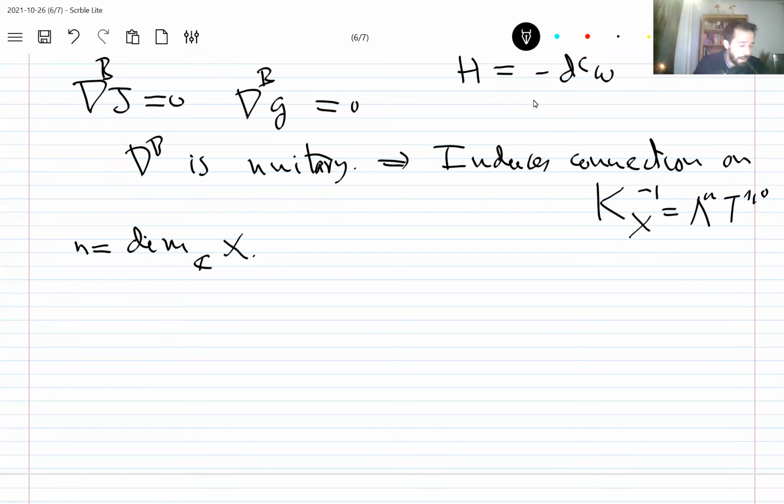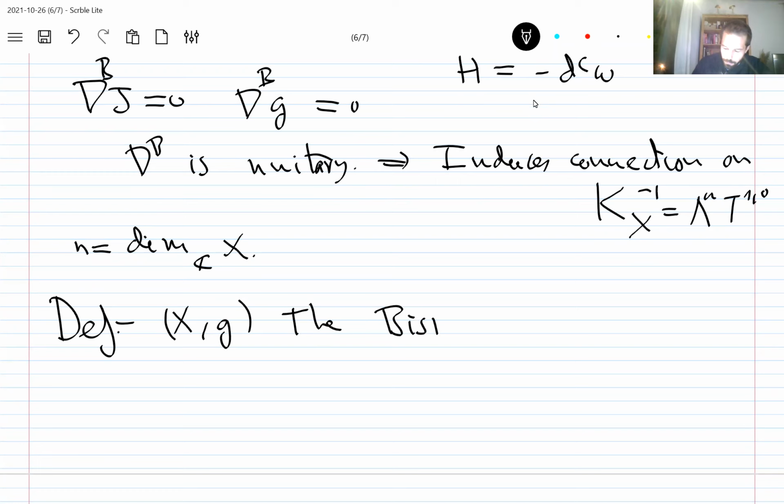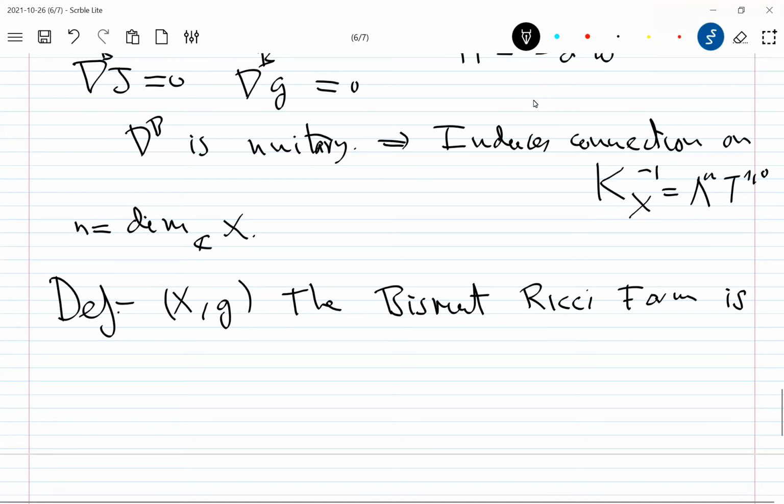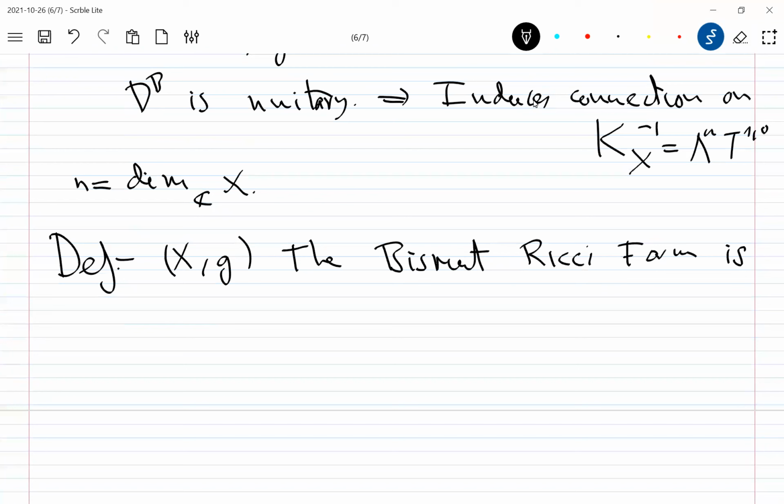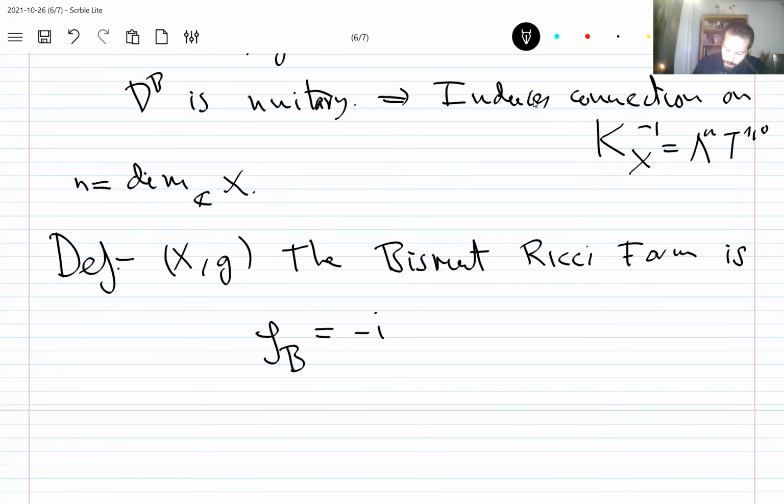And now I can define what is the Bismut-Ricci form. So X, g as before, Hermitian, then the Bismut-Ricci form is given by minus i of the curvature of the Bismut connection on the anti-canonical bundle.